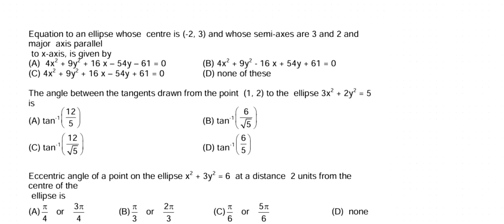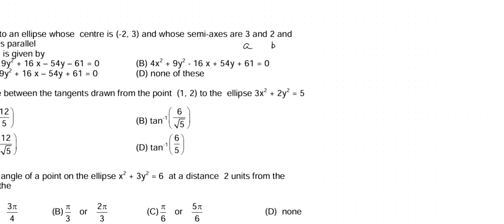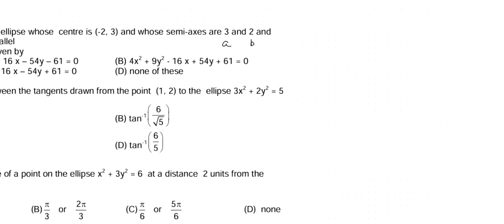So in this first question, we have to find the equation of an ellipse whose center is (-2, 3) and whose semi-axes are 3 and 2, and major axis is parallel to the x-axis. Semi-axis means the values of a and b. If you remember the standard equation, this is not much different from it. The standard equation of an ellipse is x square by a square plus y square by b square is equal to 1.